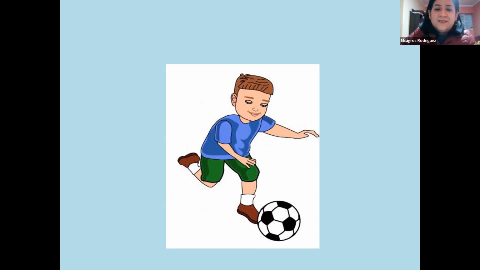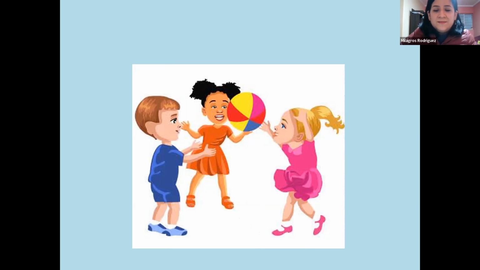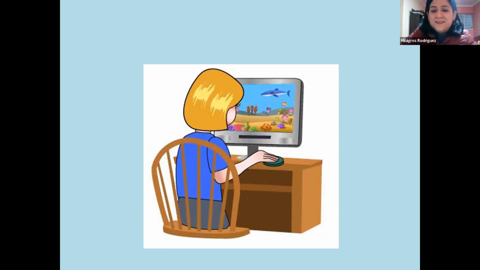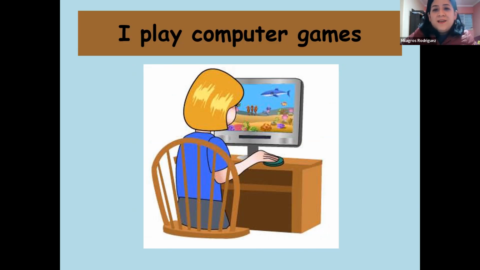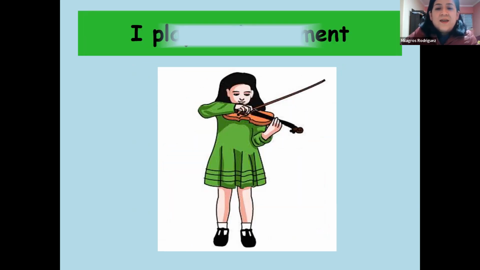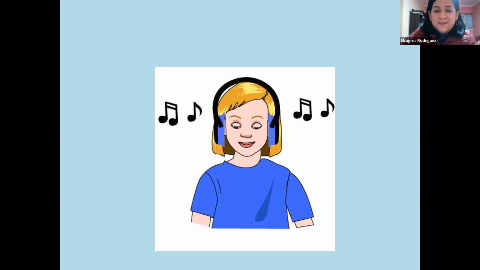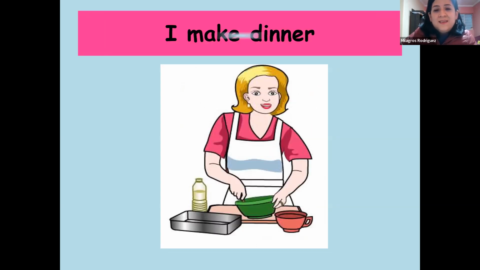Both are correct. In this, playing. I play football, play soccer. In that one, play with my friends. This, surfing on the internet. I surf the internet. I play computer games. I play an instrument. In this case, I play a violin. I listen to music. I make dinner or I cook.